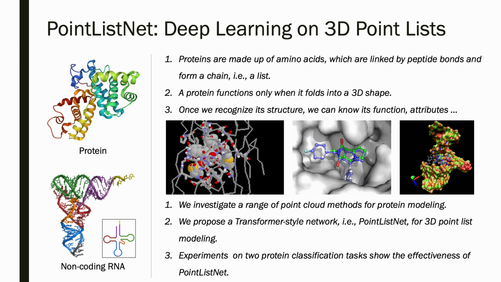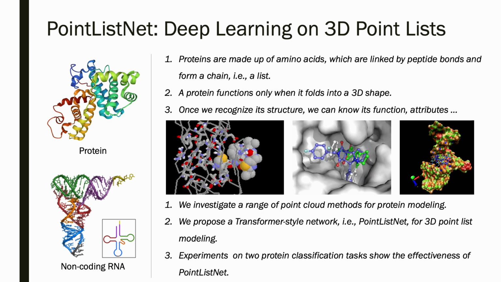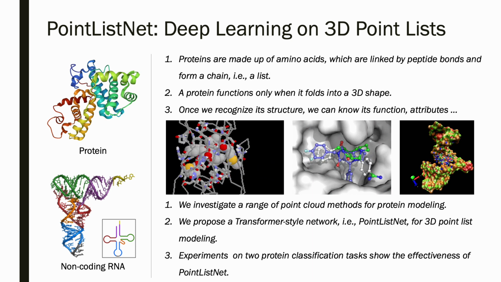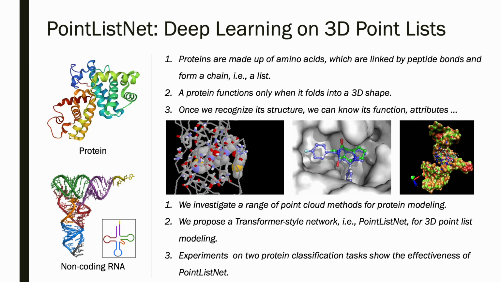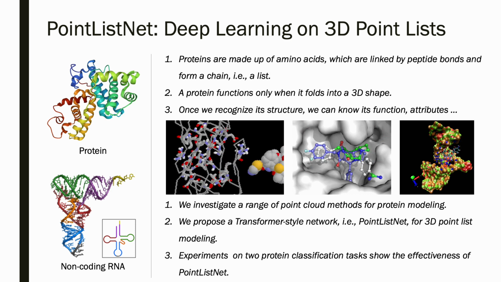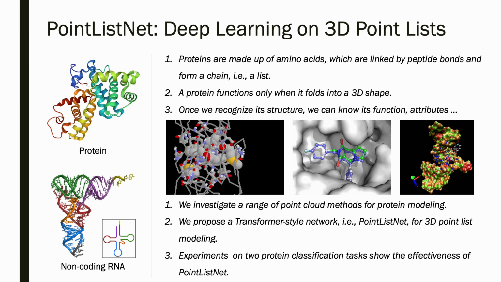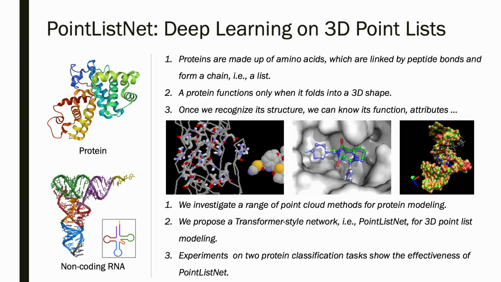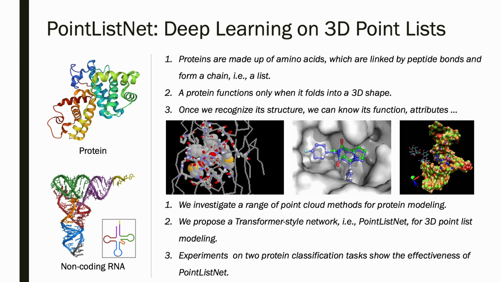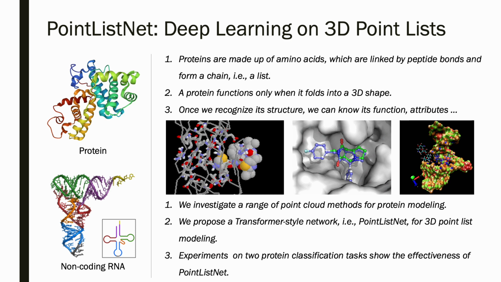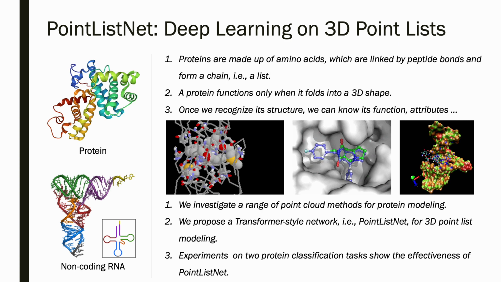Protein and non-coding RNA are large biomolecules and are essential for life. Understanding their function is significant for life science. These two kinds of data have a 1D sequence structure and a 3D geometry structure, which we call 3D point list in this work. For example, proteins are made up of amino acids, and those amino acids are linked by peptide bonds and form a chain, a list.